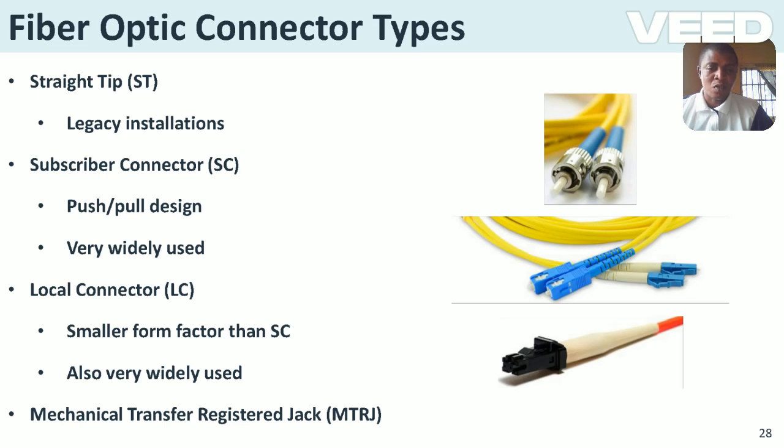We have the first one, which is the ST. It has a round shape. This one has a rectangular shape, and this one has a small rectangular shape, which is the local connector. Then the last one has the form of an RJ45 connector.